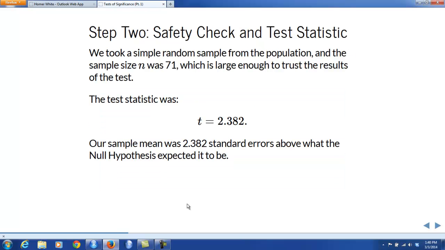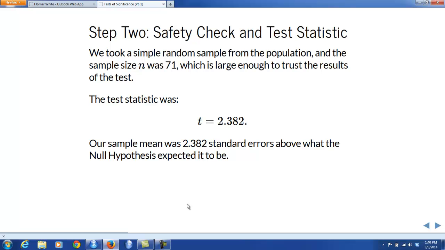Step 2 of a familiar test of significance is the safety check and reporting a test statistic. Well, by way of safety, we're thinking of our survey students, the 71 students we took from the population, as a random sample from the population. That's important. Also, the sample size n was 71, and that's large enough to trust the results of the test. Remember, 30 is our traditional cutoff.